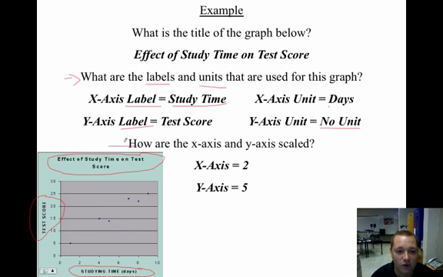And then the third and final question that you're asked, how are the x-axis and the y-axis scaled? You'll notice on the x-axis it goes from 0 to 2, 2 to 4, 4 to 6, then to 8, then to 10. You'll notice it's increasing by 2. The y-axis is scaled as it goes from 0 to 5, 5 to 10. It's increasing by 5.